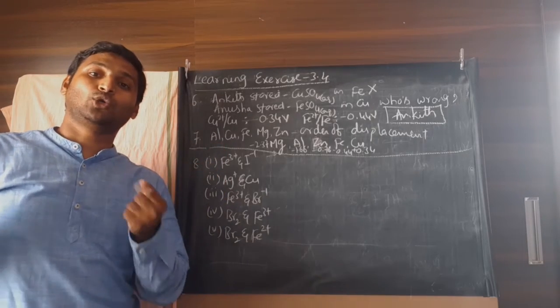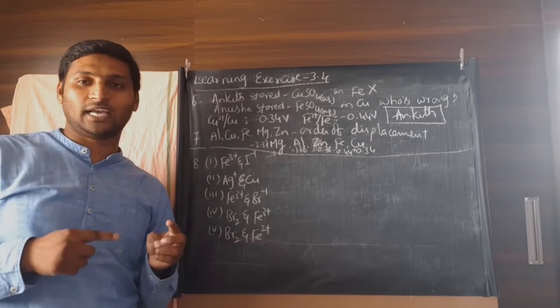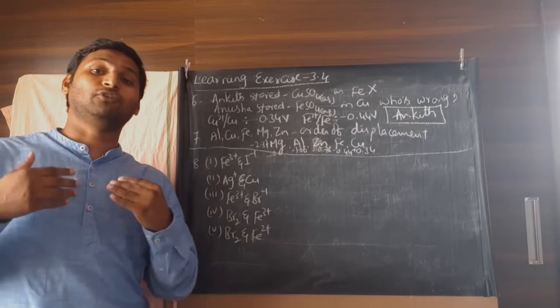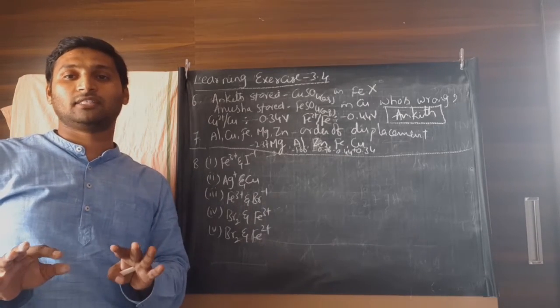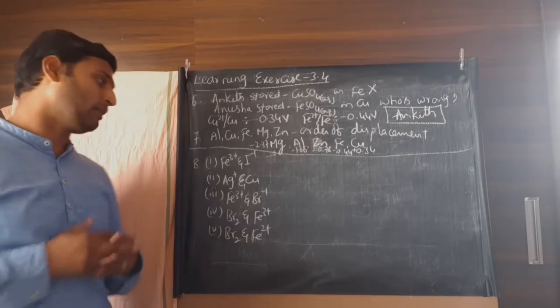Means you should only be able to think and identify which one will be reducing agent, which one will be oxidizing agent, and whether the reaction can occur or not. And if you can identify that, identifying feasibility will be very easy, spontaneity will be very easy. Okay, now observe here.